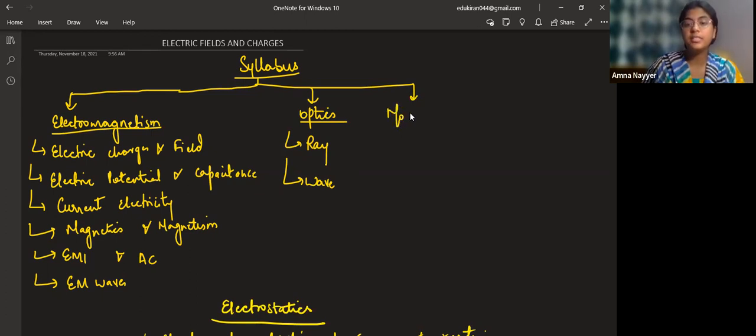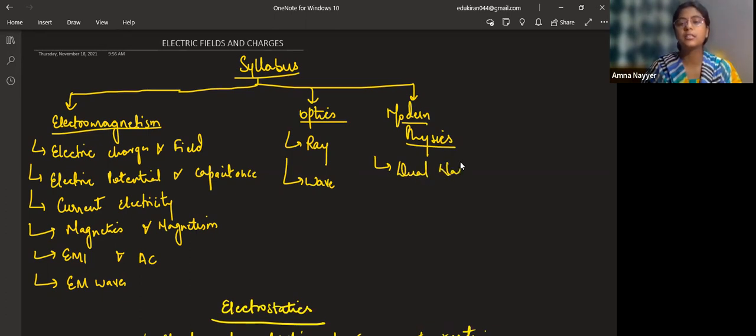Then you have modern physics. In modern physics, you have the dual nature of matter and radiation. This is a lesson. This lesson is very similar to the structure of atom, which you have done in your class 11th in chemistry. So this lesson is very similar to it.